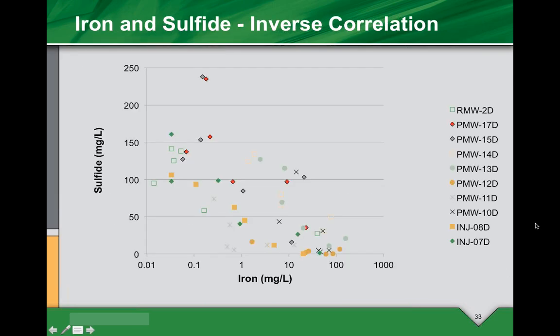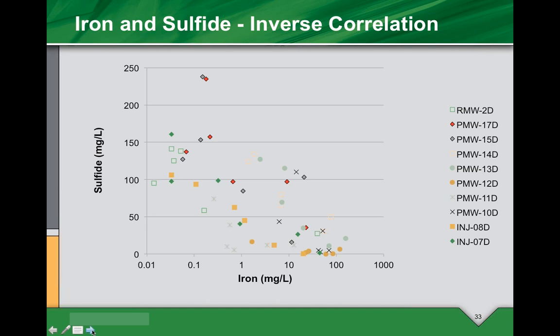This is a plot of the sulfide concentration in groundwater samples relative to the iron concentration on the x-axis. Again, these wells are located in the bedrock treatment area. And as would be expected, what we see is that as the iron becomes depleted, the hydrogen sulfide concentrations increase for these samples.